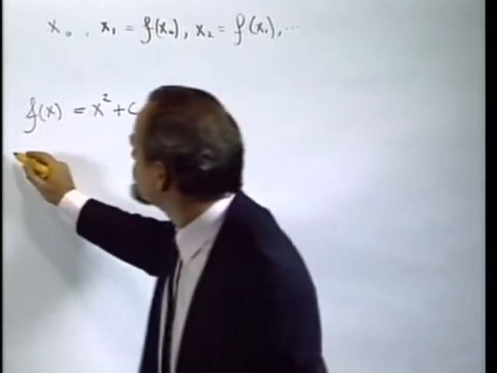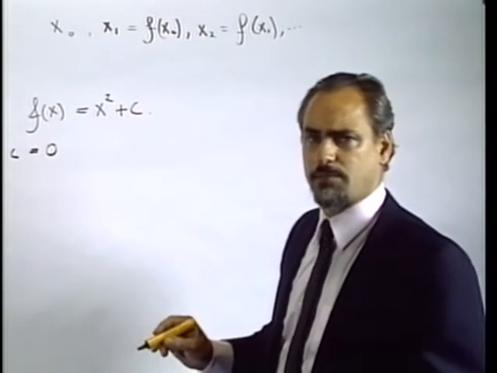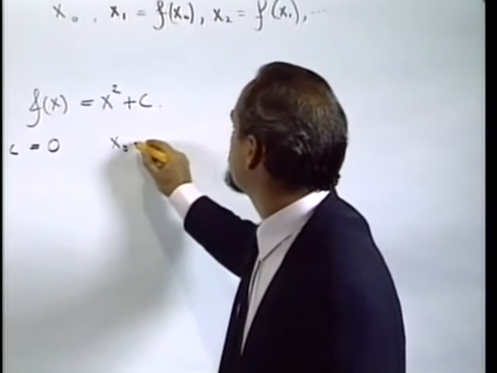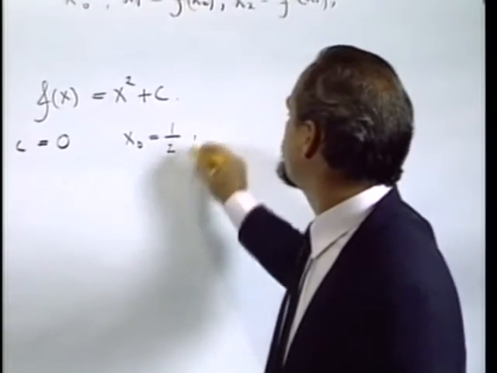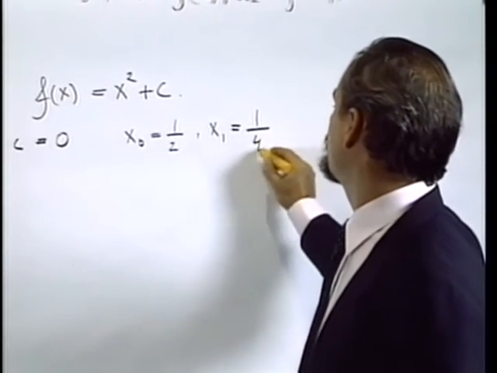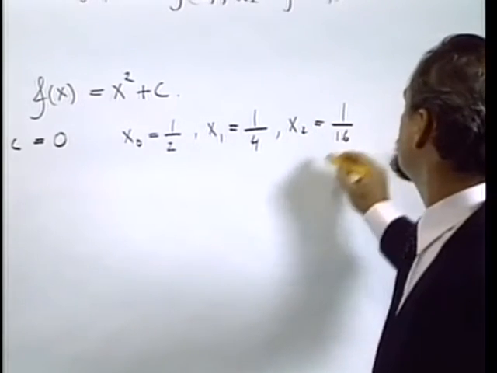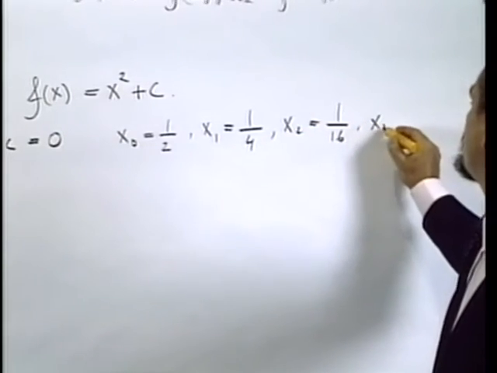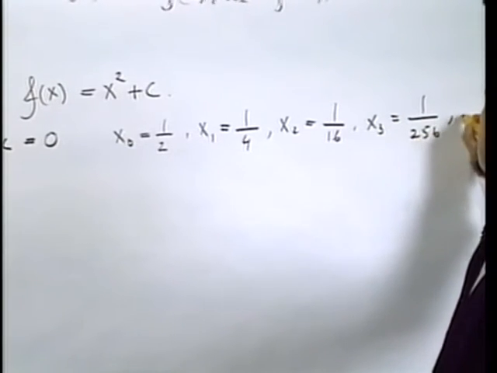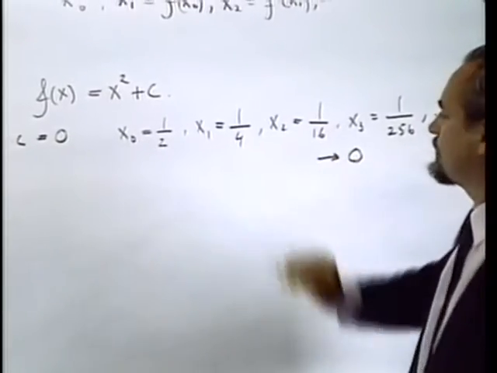Let us first consider the case c equals 0, by far the simplest in this subject. And if I set, for instance, x0 is equal to 1/2, you then easily see that x1 is equal to 1/2 squared, which is 1/4. And then x2 is equal to 1/4 squared, which is 1/16. And then x3 is equal to 1/16 squared, which is 1/256. And so forth. The sequence is clearly tending to 0.